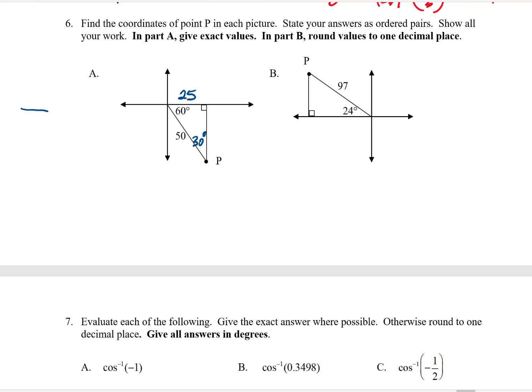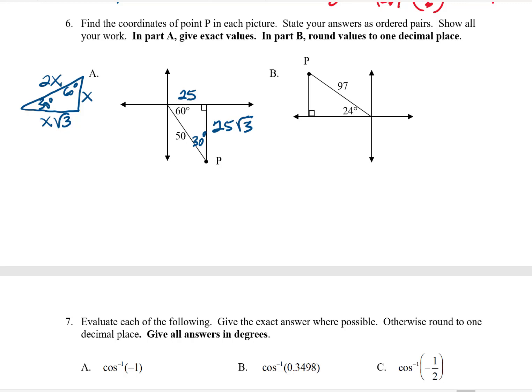30, 60, 90, it's always x opposite the 30. 2x is the hypotenuse, and then x root 3 is the 60-degree side. We usually use 1, root 3, and 2, but this is the more general version. Well, if the short side is 25, that means the medium side is 25 root 3.